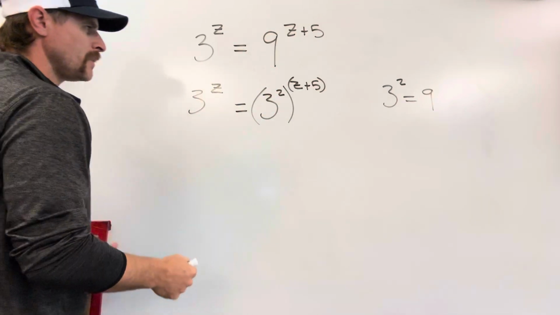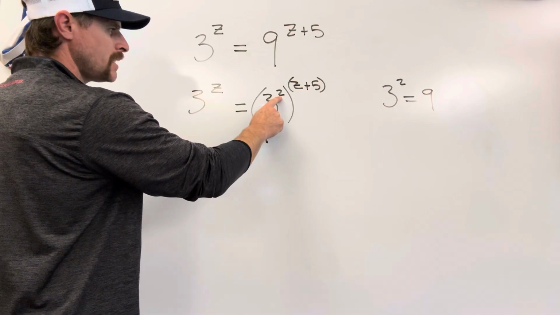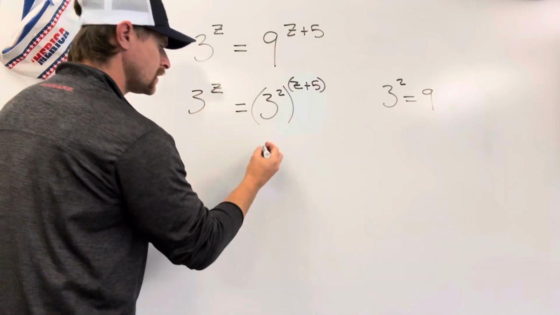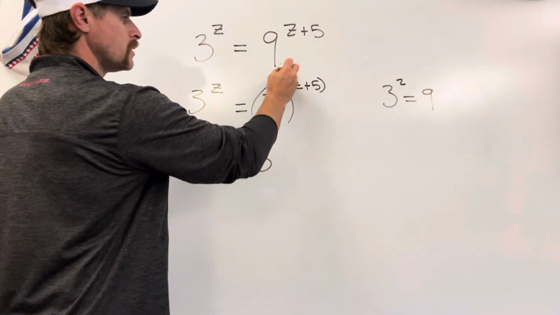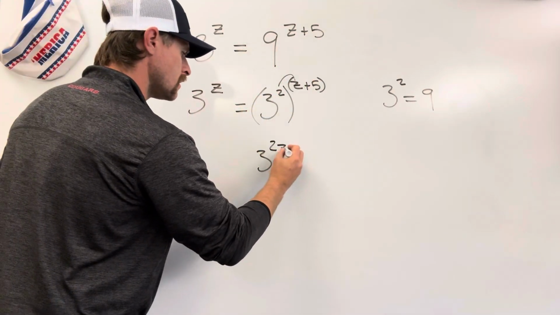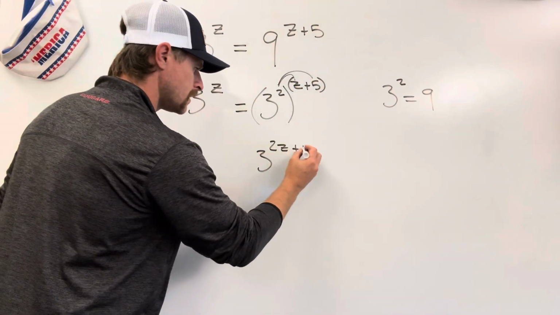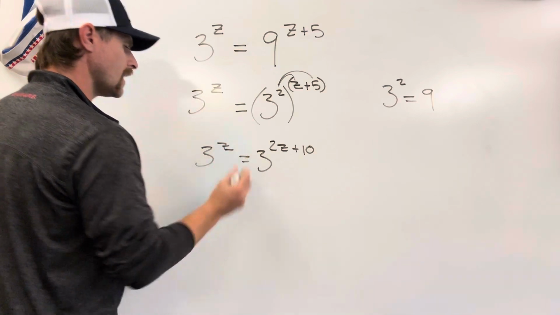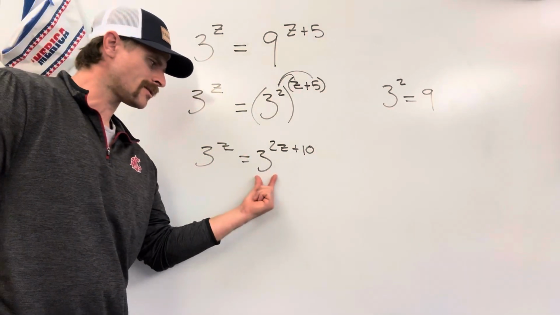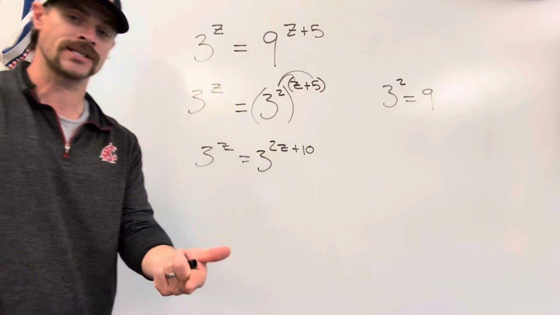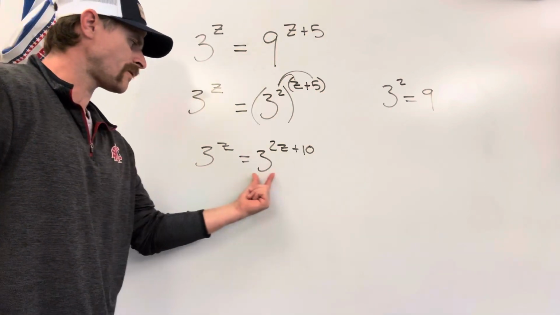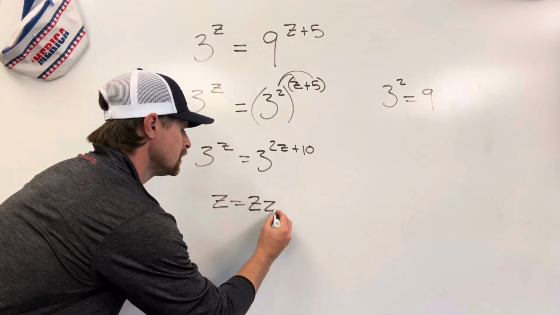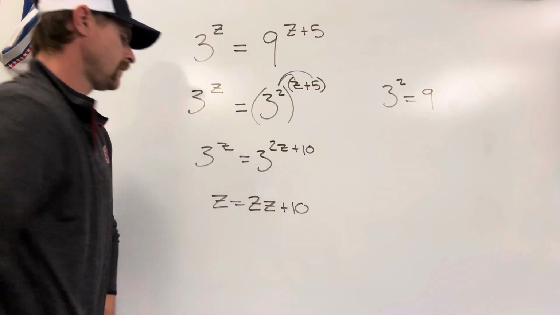That's good news because now what we can do is we can say 3 to the power of 2, also raised to the power of z plus 5, is going to turn into 3. Well, what's 2 times z? 2z. What's 2 times 5? 10. Now I've got this information written out, which allows me to now say, because my bases are the same, like on the previous example we just did, let's just remove those bases of 3. This is now equal to z equals 2z plus 10.